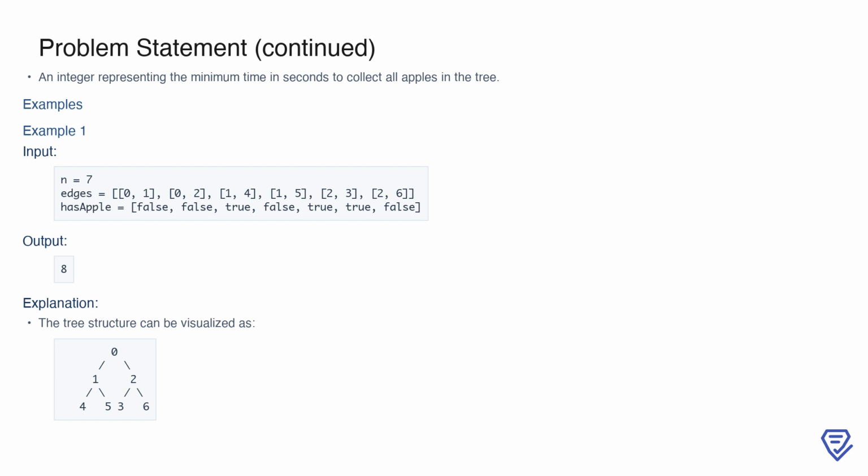Let's look at an example to better understand the problem. In the first example, we are given n equals 7, with the edges forming the tree structure as [0,1], [0,2], [1,4], [1,5], [2,3], [2,6]. The hasApple array is false, false, true, false, true, true, false, meaning vertices 2, 4, and 5 contain apples. The output for this example is 8, which represents the minimum time needed to collect all the apples.